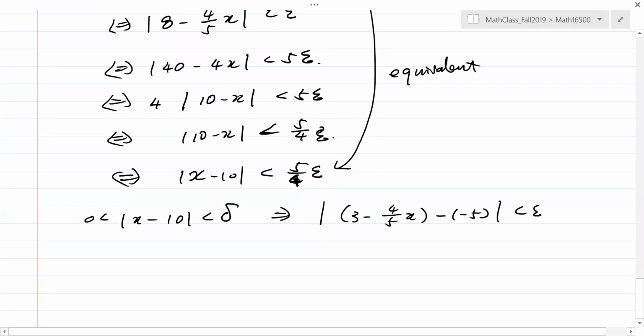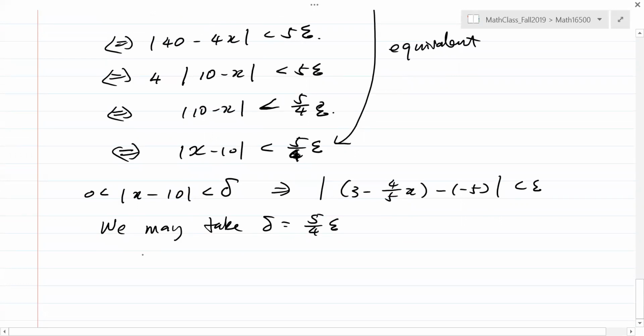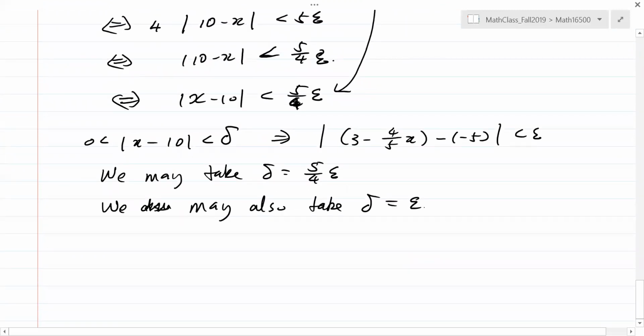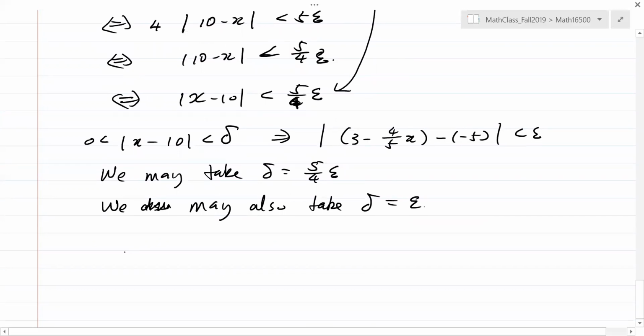But what I want to say is that we may take that, but this is not unique. You can even take a smaller delta. We may also take delta to be epsilon. What's the difference? They're all correct answers, so the delta is not unique. But what's the small difference here?